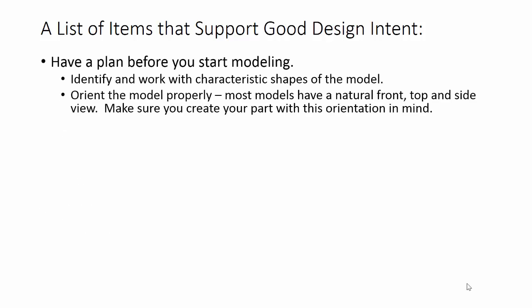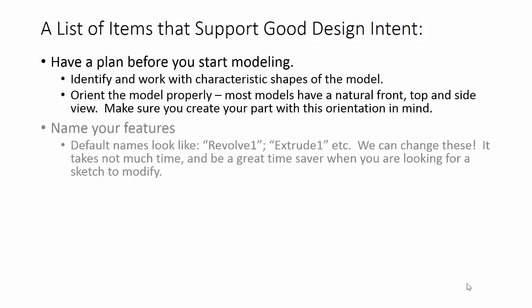Some more things that go with good design intent. As we start modeling a part, you should have a plan. The plan includes identifying and working with the characteristic shapes of the model, what makes a natural front view, top view, right side view. You want to orient the model properly because most models do have a natural front, top, and side view. So make sure you create your part with the proper orientation in mind.